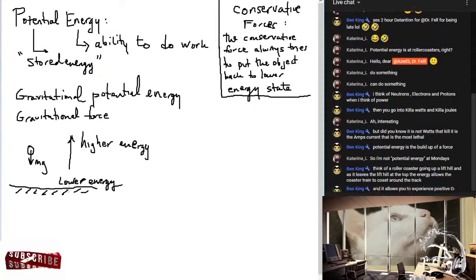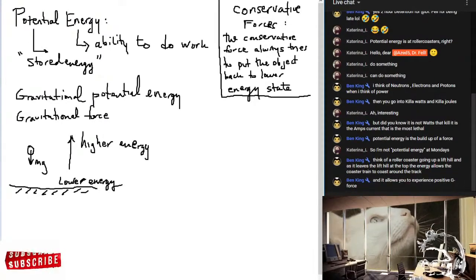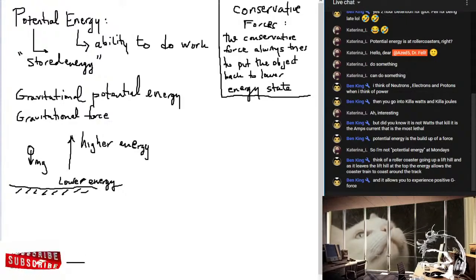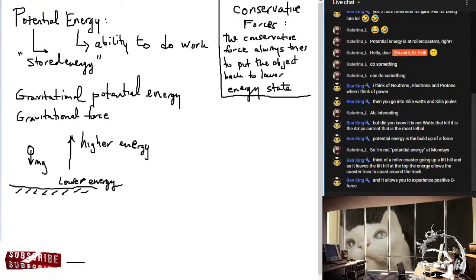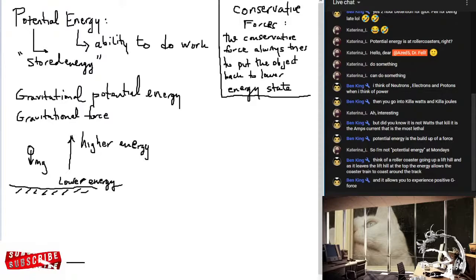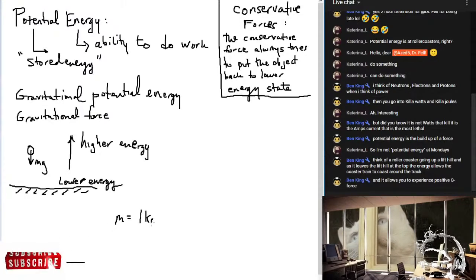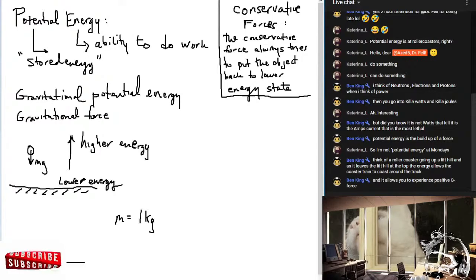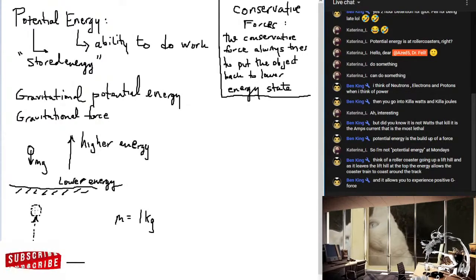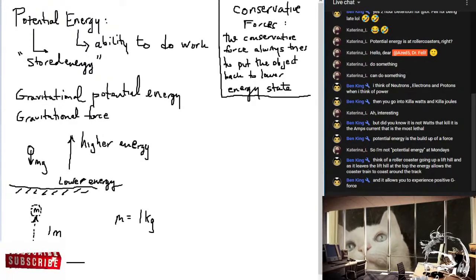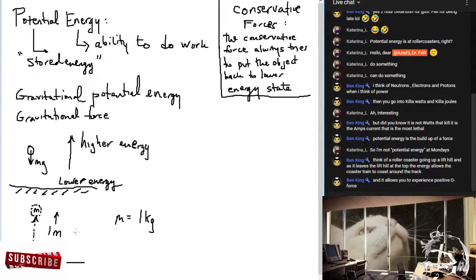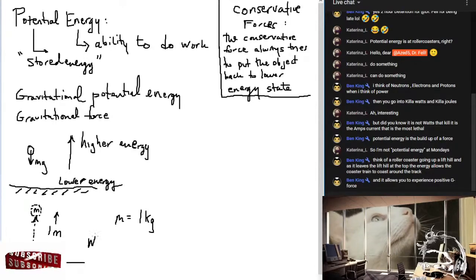So let's say I do work. Say I do work on this thing. I lift it up from the ground. Let's say this is a mass of M. M is 1 kilogram. And I lift it up to here. And let's say it is 1 meter off of the ground. How much work did I do?